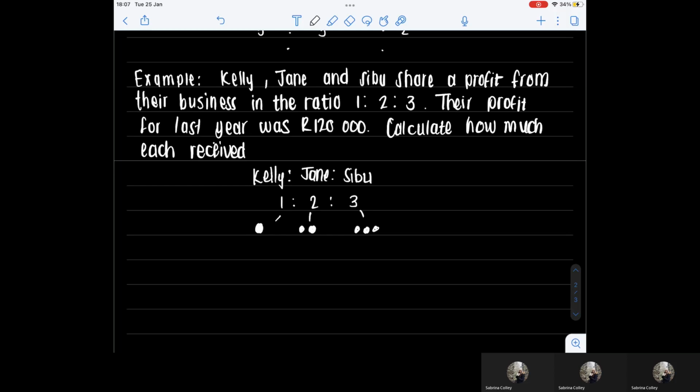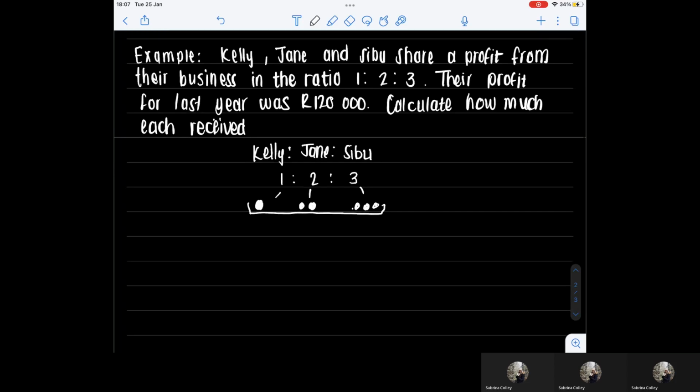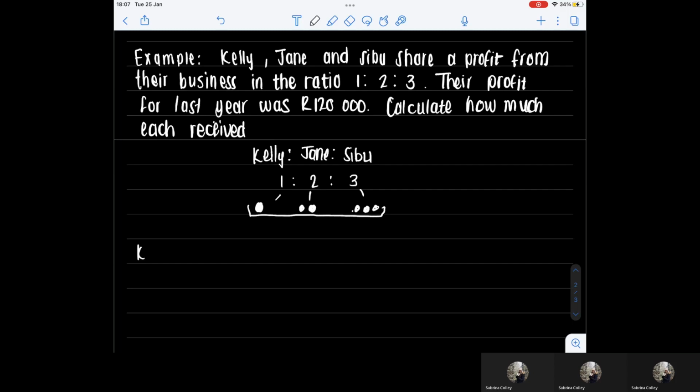So the first thing is that I count up all these portions together. So I know that it's made up of 1, 2, 3, 4, 5, 6 portions. Okay, and I'm going to share it amongst the 6 portions and then give each one their fair share. Okay, so I know that Kelly, let's start with Kelly, she gets 1 out of the 6 portions. So she only got 1 out of all 6 portions. Okay, so she got a sixth of the 120,000 rand.